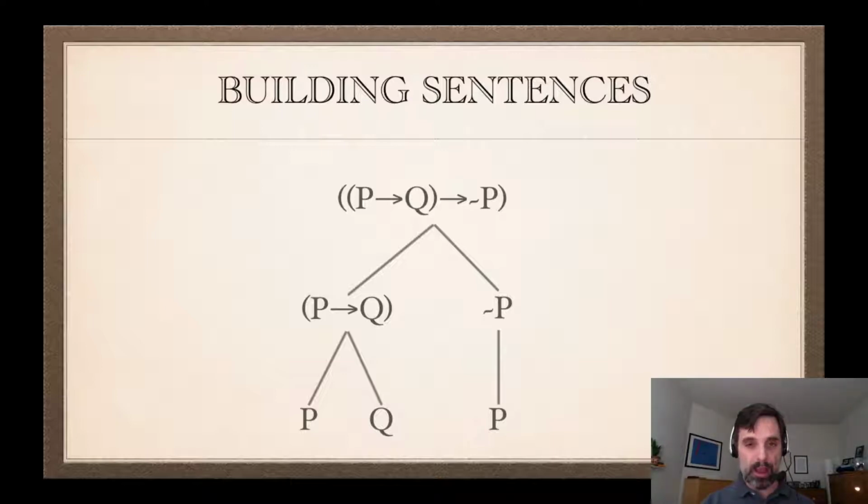Now what we have here is a little diagram that displays how the big sentence, if P then Q, then not P, was built up. And we call this a tree. It's a grammatical tree, and each sentence has a grammatical tree. Well, if it's a sentence letter, it doesn't have a tree. If it's a complex sentence, then it has a tree. And what the tree does is display how the sentence was built up from sentence letters.